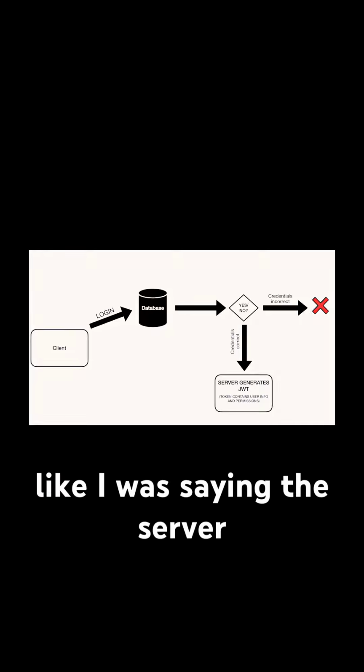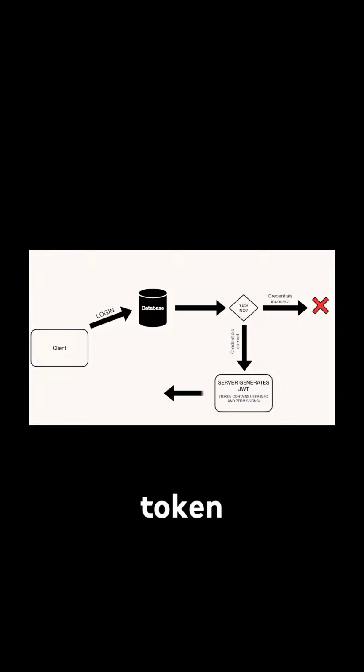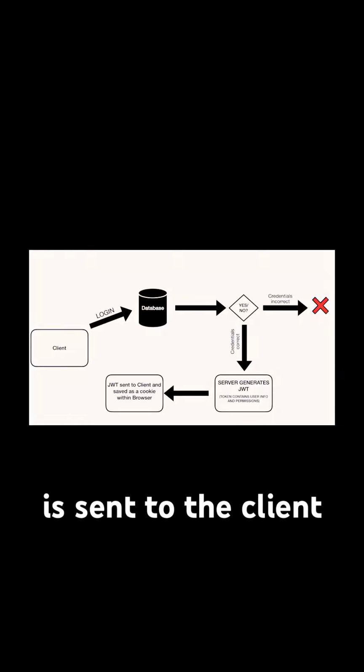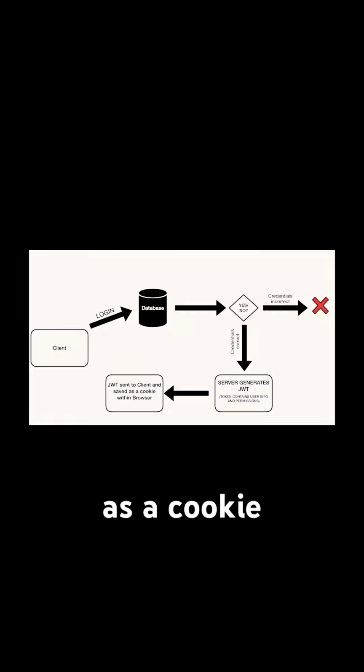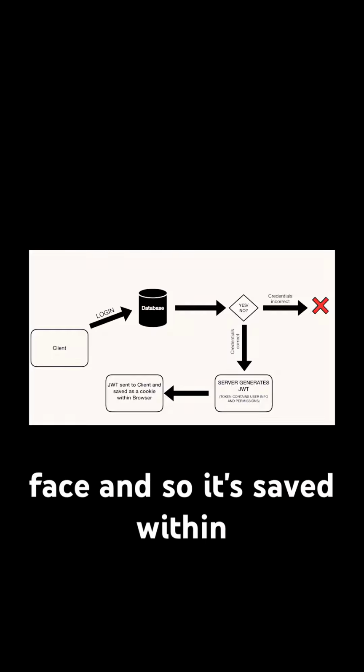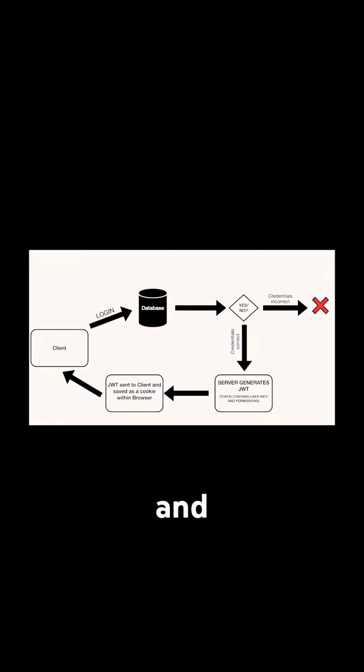Like I was saying, the server generates this JWT token. Afterwards, this token is sent to the client and it's saved as a cookie within the browser. So the browser holds onto this cookie, and this is basically how the browser knows if this person has logged in before, if it should save that person's information. So that's what a cookie basically does. It's browser facing, so it's saved within the client.